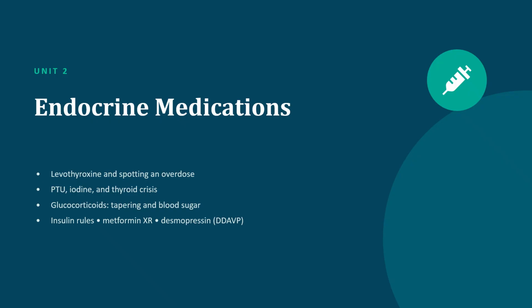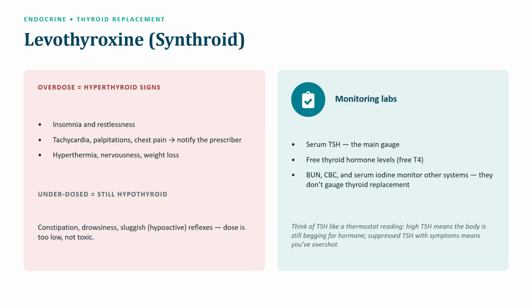So the next unit is the endocrine medications, and most of this unit follows from knowing what the hormone does. So too much thyroid hormone produces hyperthyroid signs, too little produces hypothyroid signs. Glucocorticoids raise blood glucose, so insulin requirements increase. So levothyroxine is the thyroid hormone replacement.